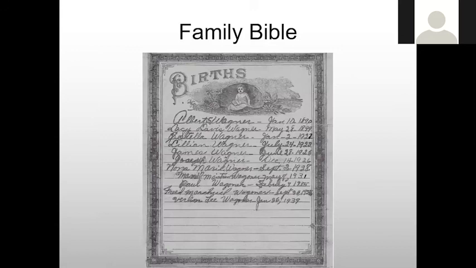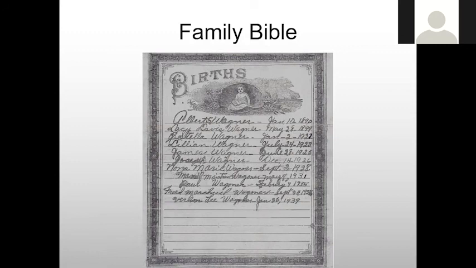So what resources do you have in your home? Do you have a family Bible that might record births, marriages, and deaths? In this particular example, we have a family Bible from the Wagner family, and you'll notice that the first number of people are Wagner, and the last three on the list have added an O in the spelling of their names, but apparently they're part of the same family.